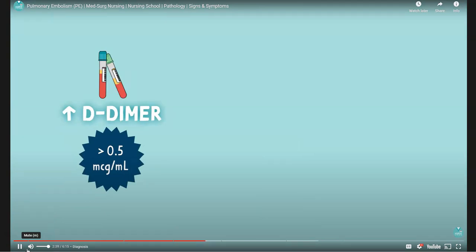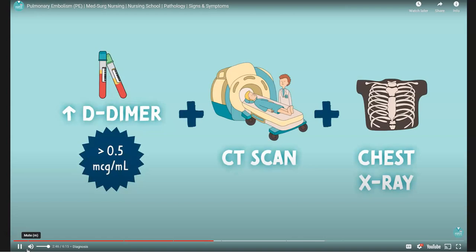Since a D-dimer test only tells us there is a clot somewhere in the body, we need to do a CT scan and a chest x-ray to visualize the lungs and locate exactly where that suspected clot is hiding.